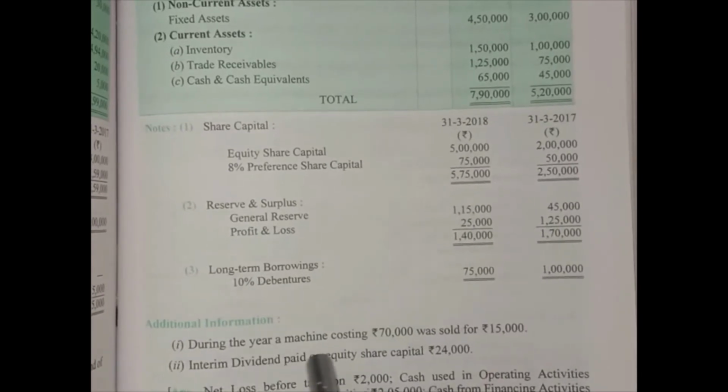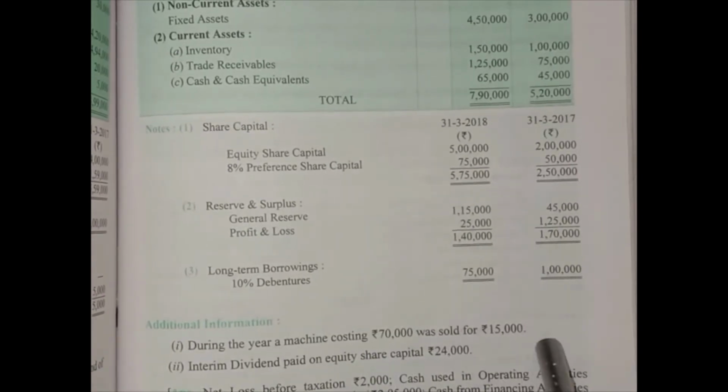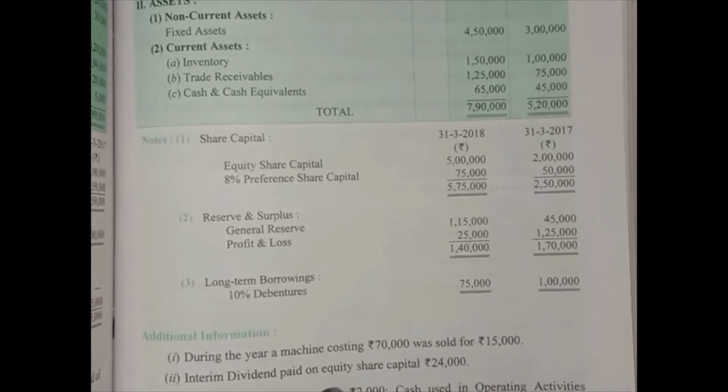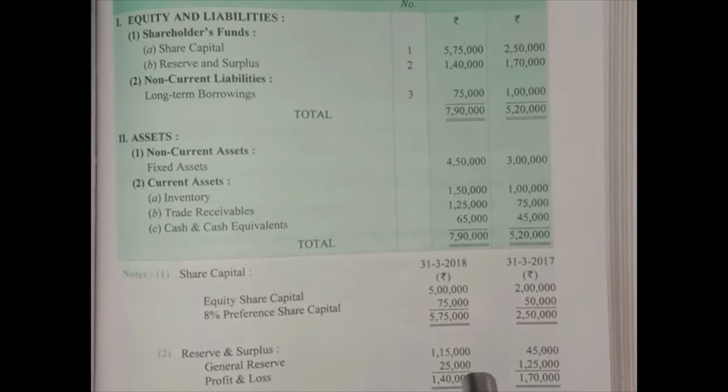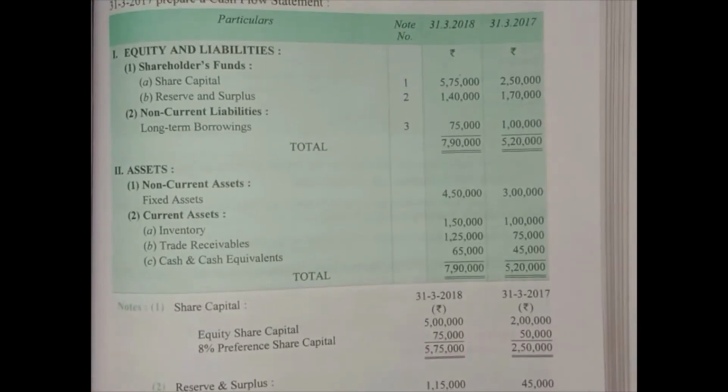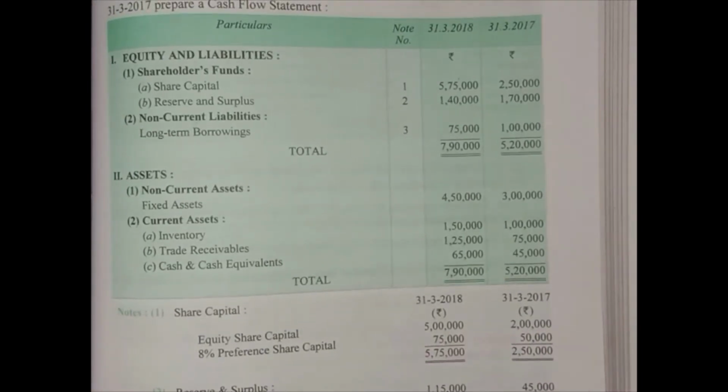That is, during the year, a machine costing rupees 70,000 was sold for rupees 15,000, and interim dividend paid on equity shares of rupees 24,000. So these are the problem you can check with your PDF. I've given the PDF. It is the sum number 49. Now see the solution of this type of problem.